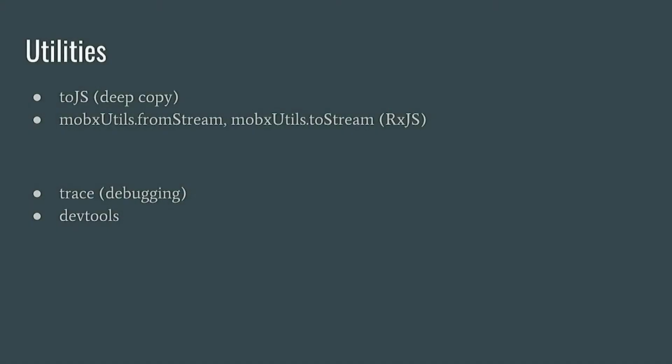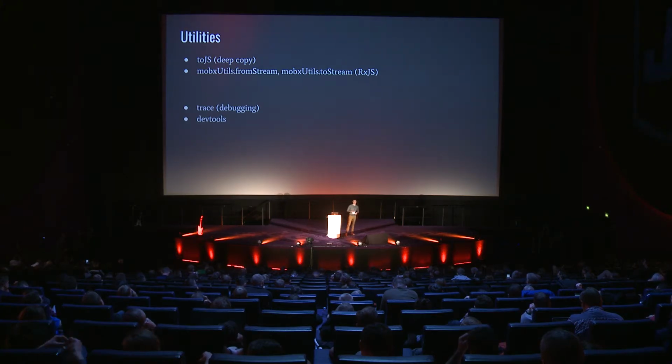There are some utilities we can use in MobX that help us. The first one is that because state in MobX is represented as observables, we need a way to convert it to normal JS structures if we need it. And this is what toJS is used for. In the background, it creates a deep clone of an object or primitive.